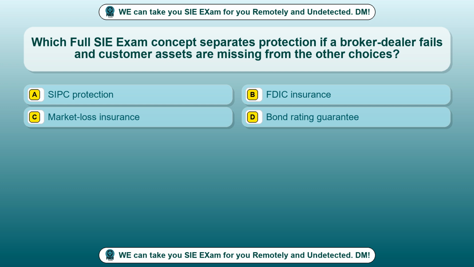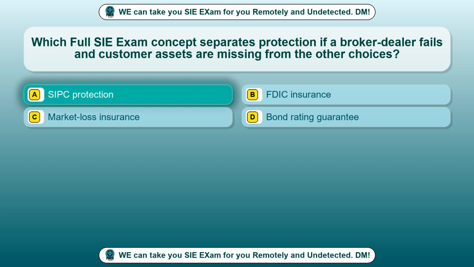Option A, SIPC protection. Option B, FDIC insurance. Option C, market loss insurance. Option D, bond rating guarantee. The correct answer is option A, SIPC protection.